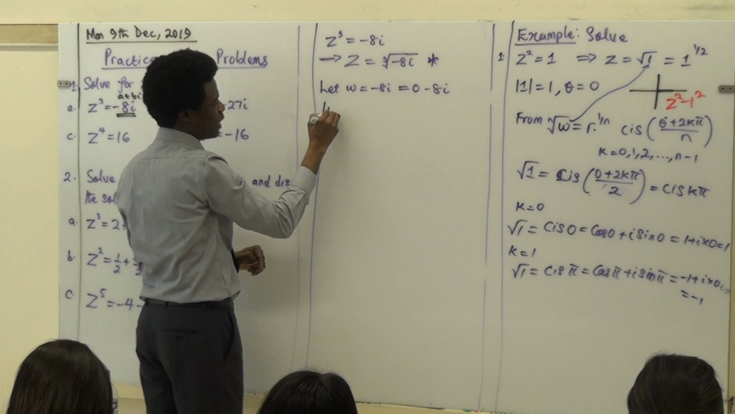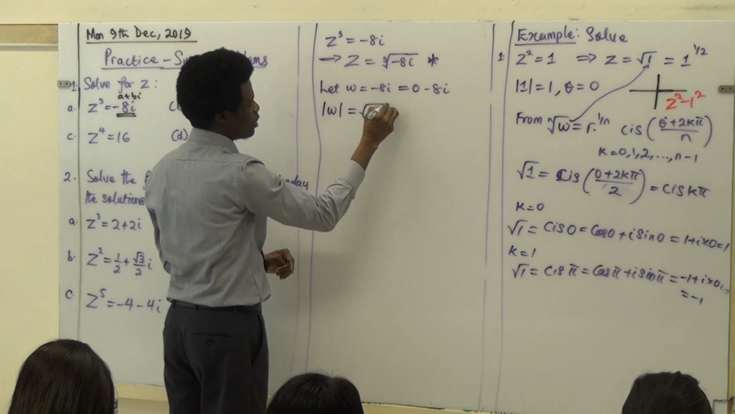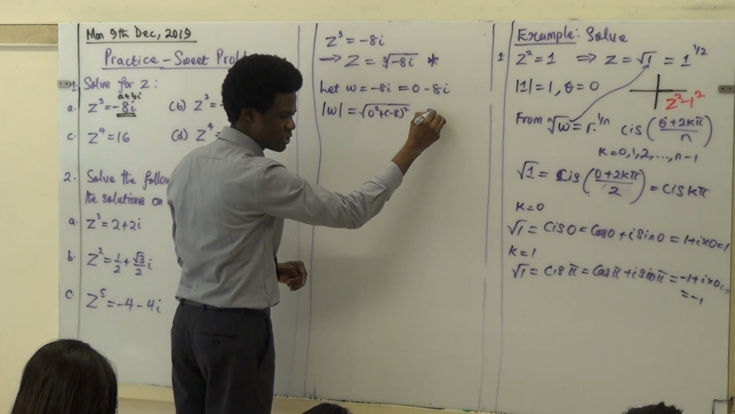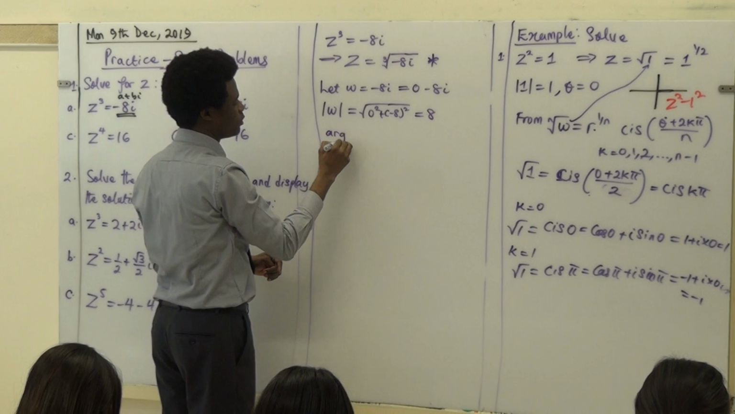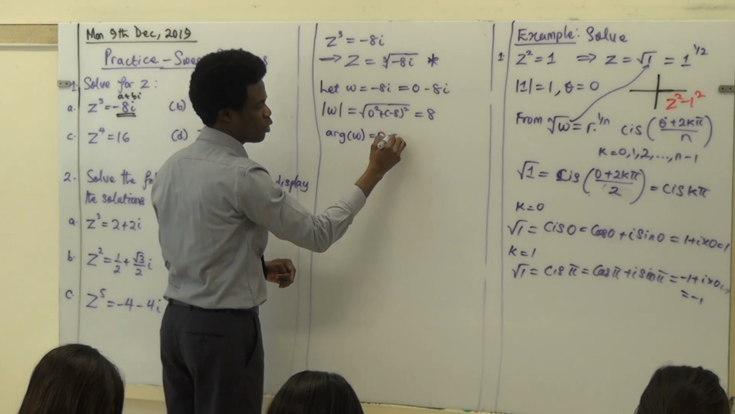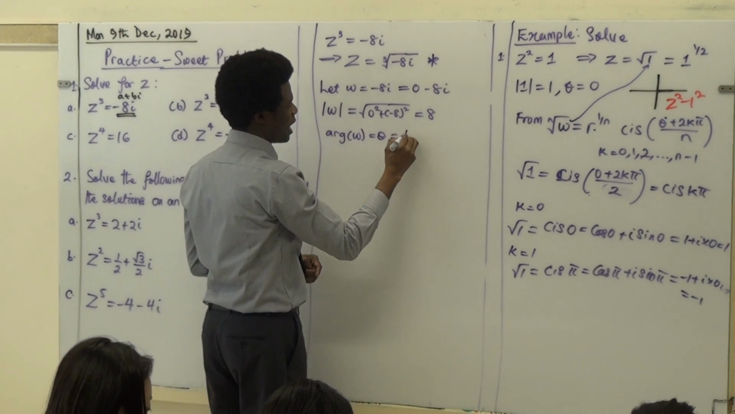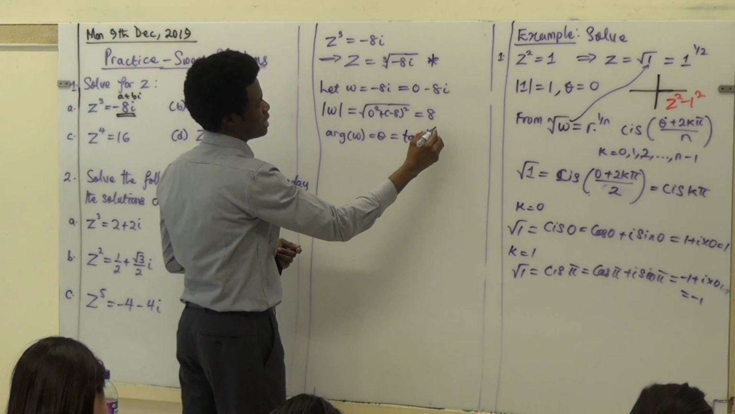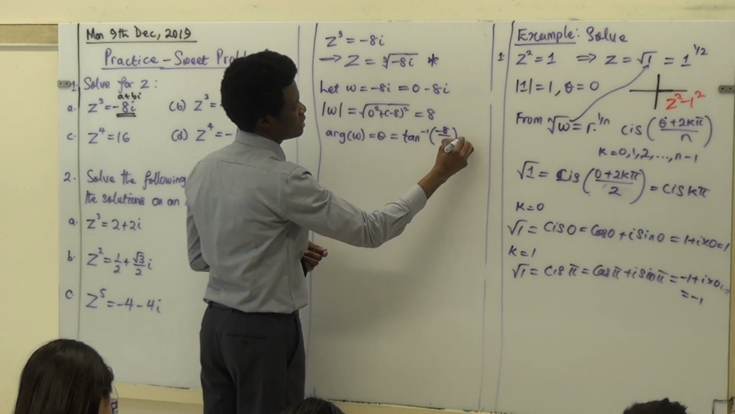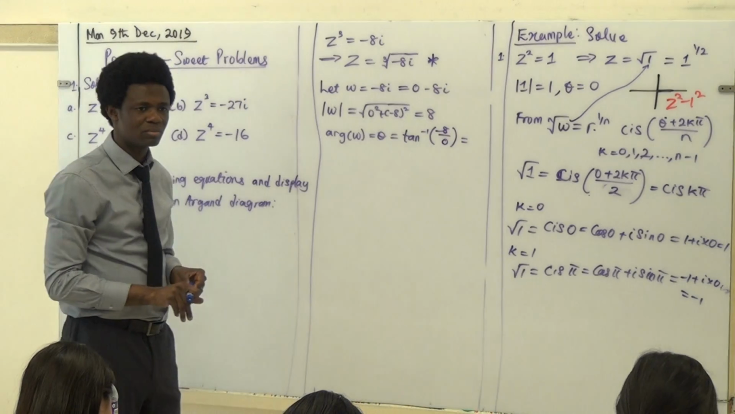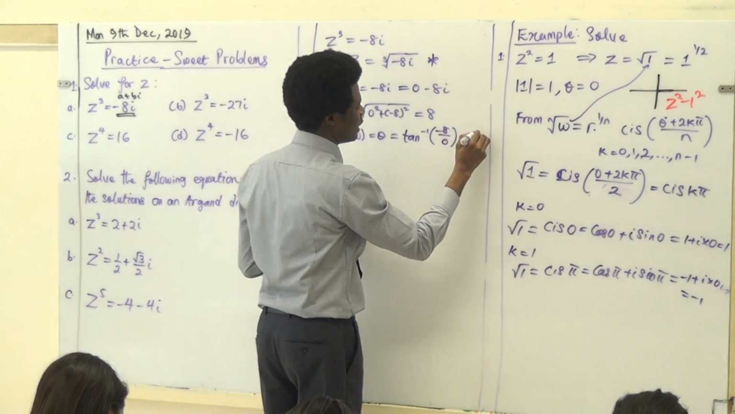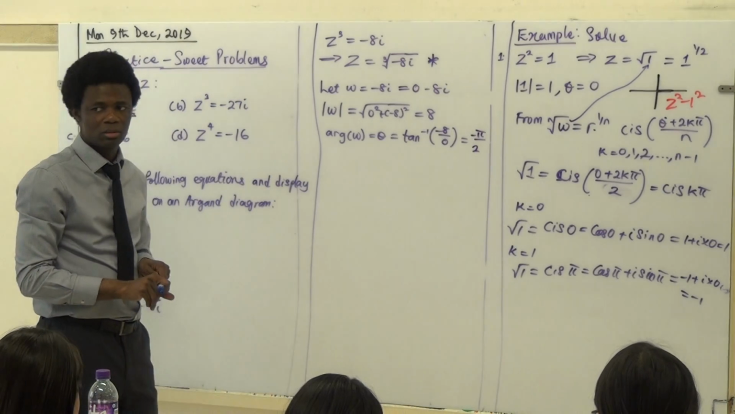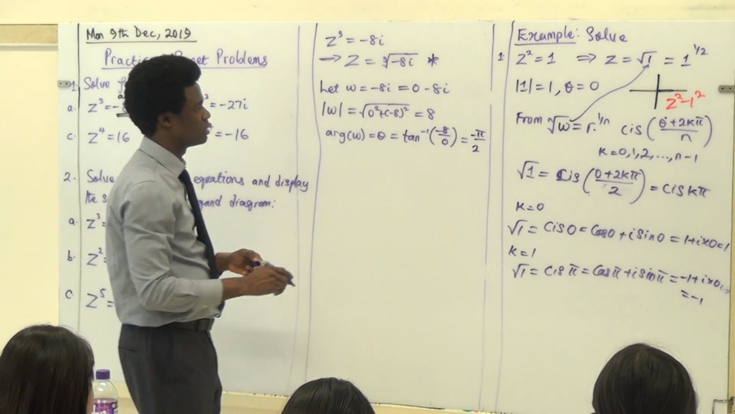I need to find the absolute value of W, and that is the square root of 0 squared plus minus 8 squared, which is going to give me 8. I also need to find the argument of W, which is the theta in question. That will be tan of y over x, that's negative 8 over 0, everything divided by 0.